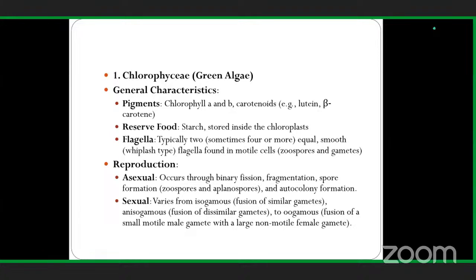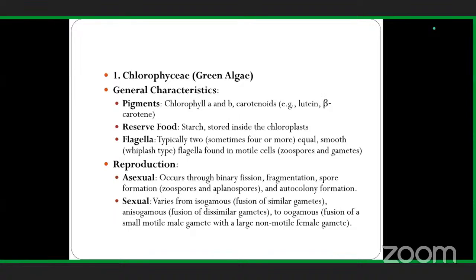Flagella are typically 2, sometimes 4 or more. Generally, most of the green algae have 2 flagella, but sometimes you may also see 4 or more, and they are equal in structure. They are smooth whiplash type flagella found in motile cells, zoospores, and gametes.